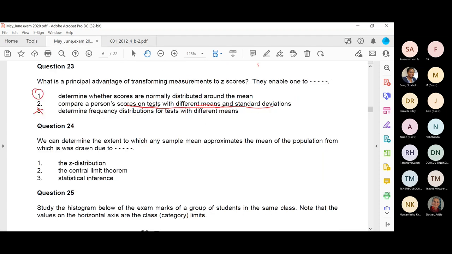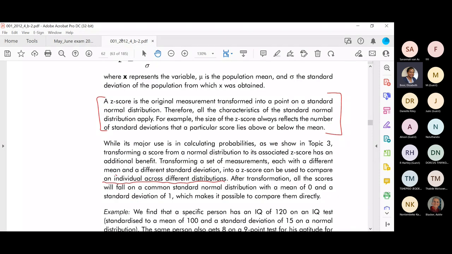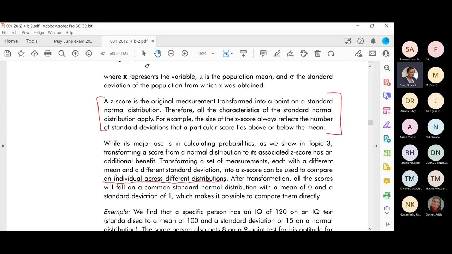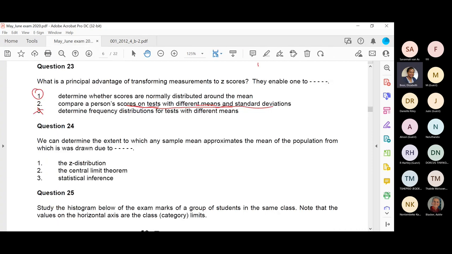It says to enable one to determine whether the scores are normally distributed around the mean. And that is what it says. The size of the score always reflects the number of standard deviations that a particular score will lie above or below the mean, so around the mean. And number two talks to comparing different persons' scores. Also, this statement doesn't talk about different scores. It talks about the same scores, but across different distributions. So the answer is number one.